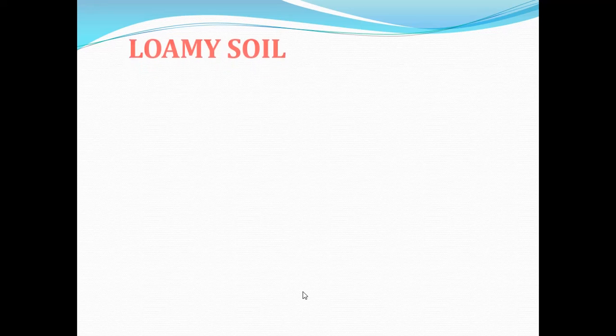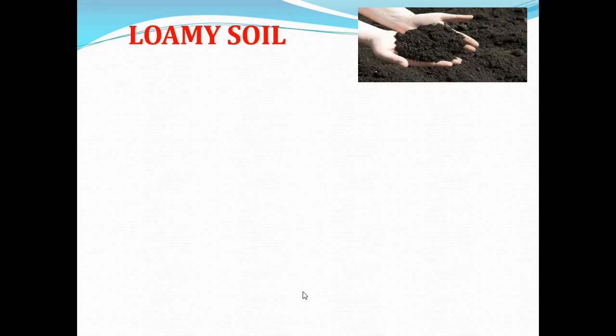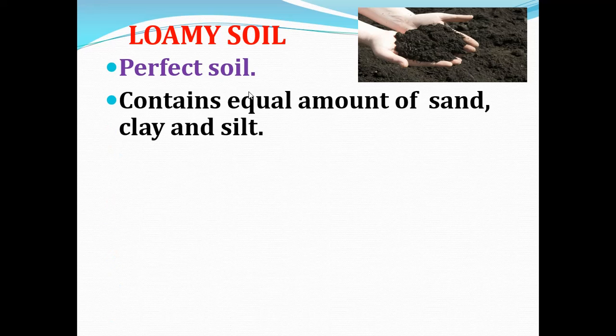Now let's move to the loamy soil. Loamy soil is considered to be the perfect soil. Here you can see the picture of loamy soil. Its main characteristic is that it contains equal amounts of sand, clay and silt. So it contains equal amount of sand, equal amount of clay and equal amount of silt. So it is called the perfect soil.